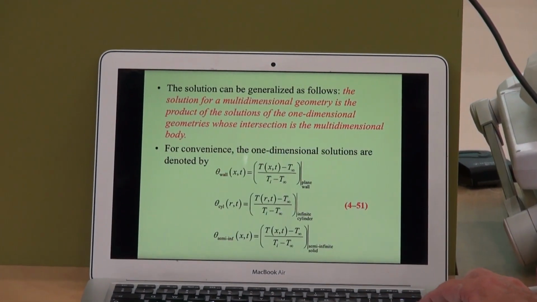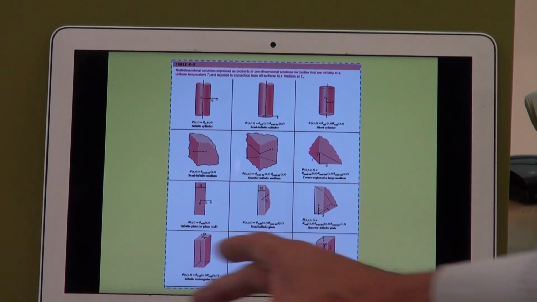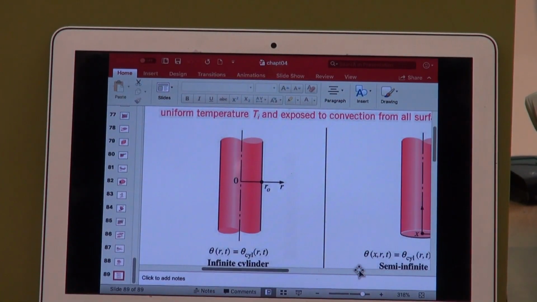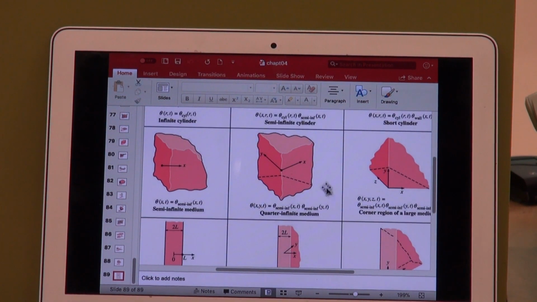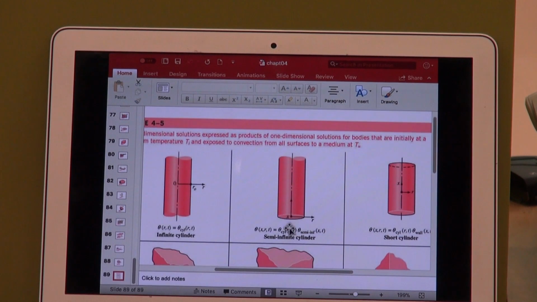I can get this thing to move. I don't think you can see it properly, so let me just see if I can make it larger for you.